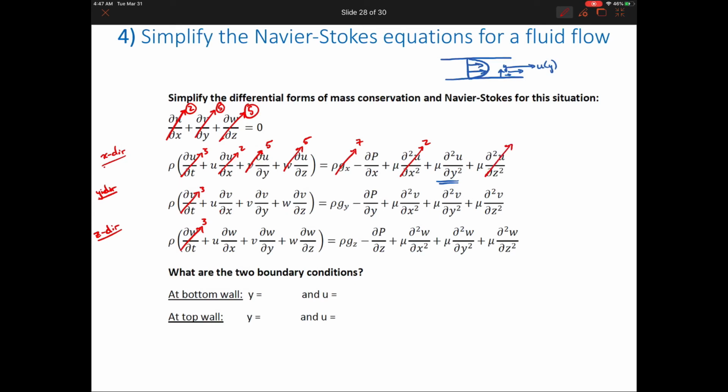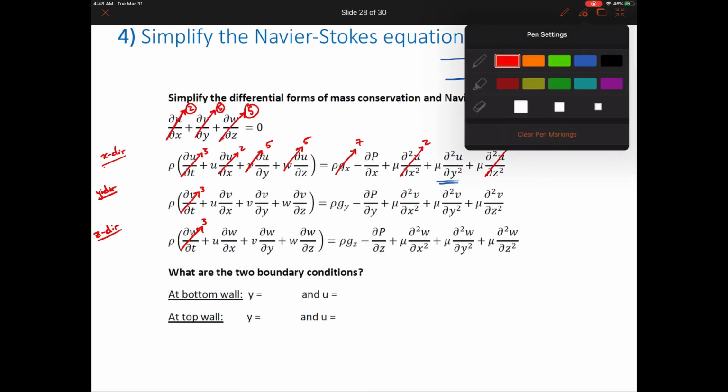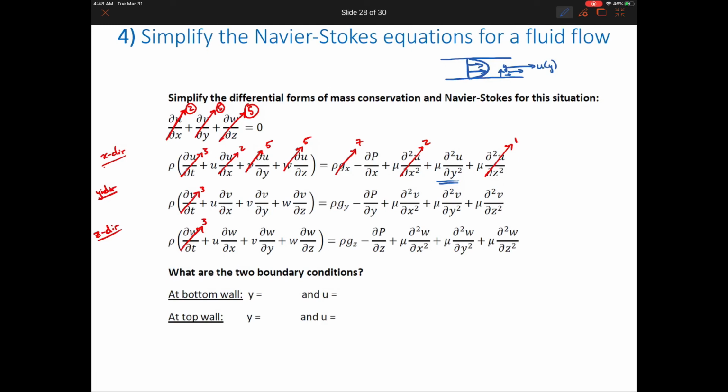However, in the z direction, this can get canceled out. So we said that it's two-dimensional. So this is number 1. Numero uno assumption. We can cancel that one out. On the next, in the y direction. So actually, let me come back here real fast.